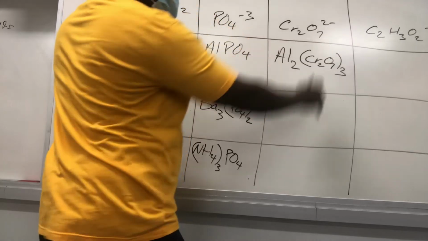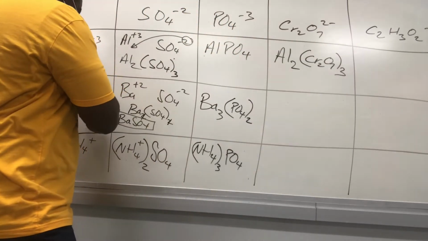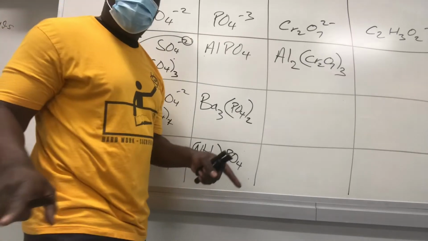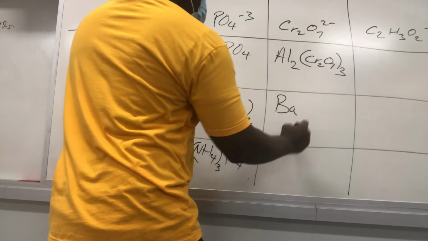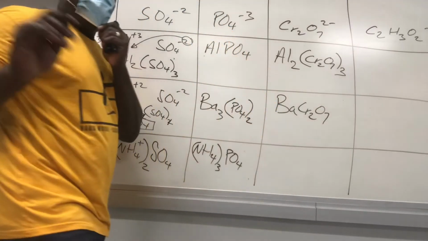Cr2O7, 2 negative, right? So we have positive 2 and a negative 2. What's going to happen to those 2's? They're going to cancel out, right? So simply, you're going to put Ba, okay, Cr2O7. One more thing before I move on.